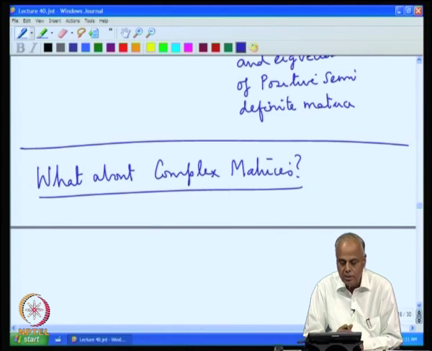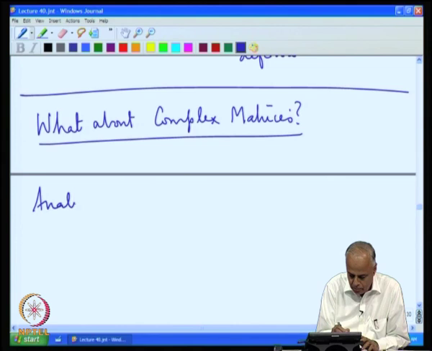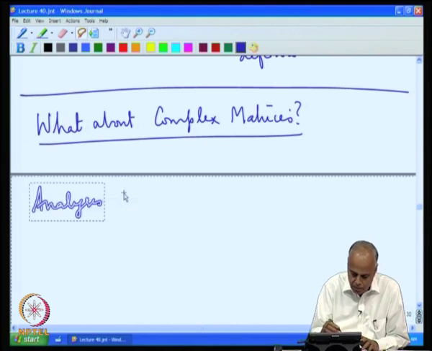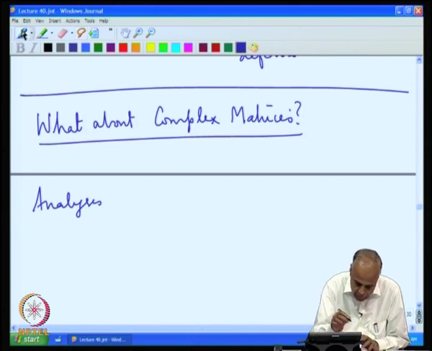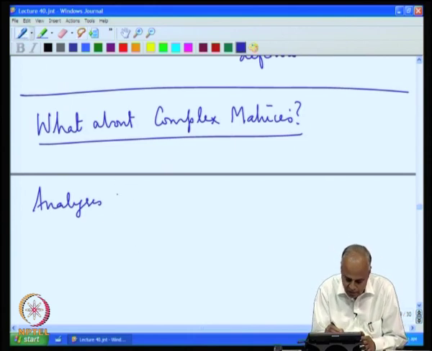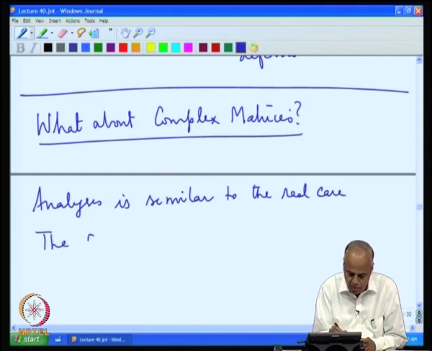For complex matrices, the analysis will be almost similar. The only change that we will have to make is that wherever we use transpose, we simply take transpose conjugate. So, the analysis is similar to the real case. The changes needed are the following.